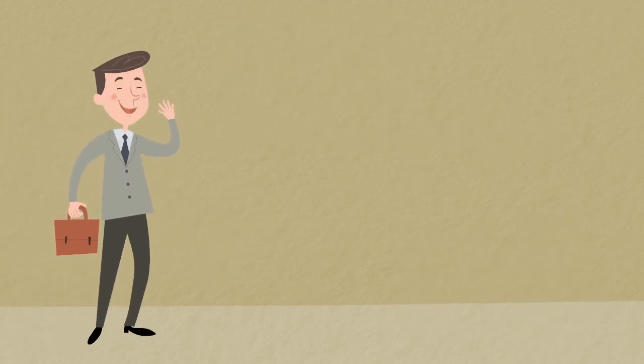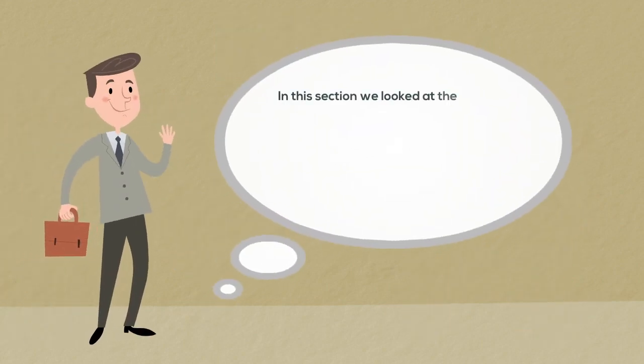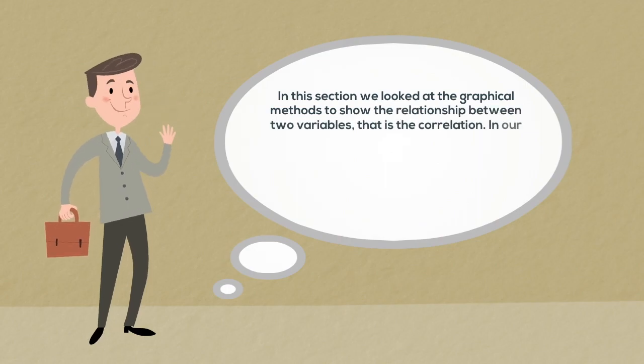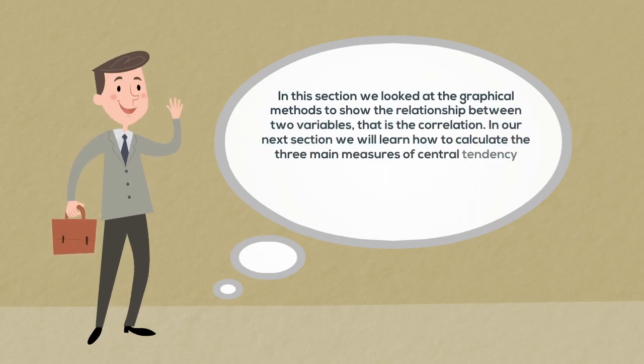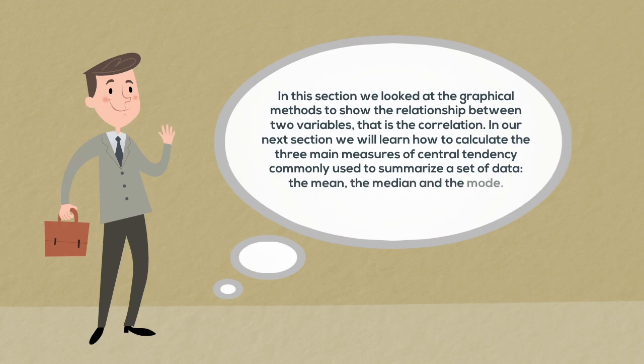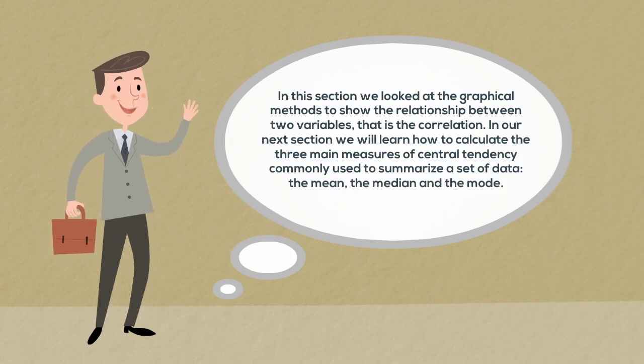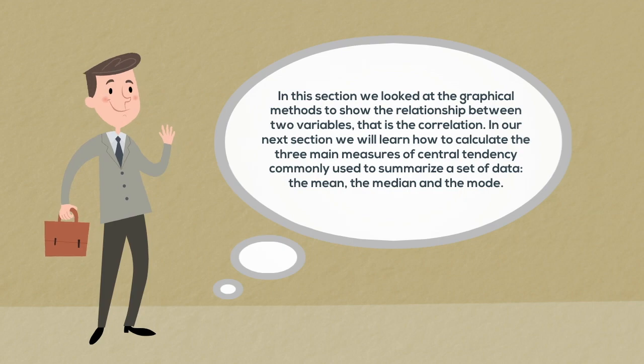In this session, we looked at the graphical methods to show the relationship between two variables, that is, the correlation. In our next session, we'll learn how to calculate the three main measures of central tendency commonly used to summarize a set of data: the mean, the median, and the mode.